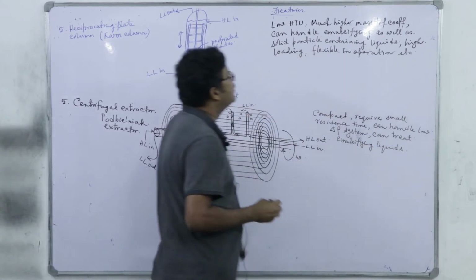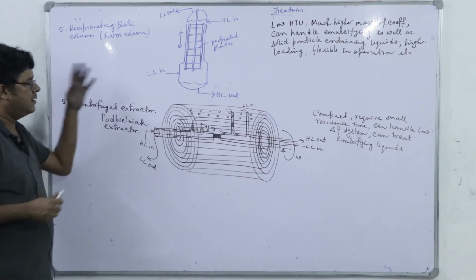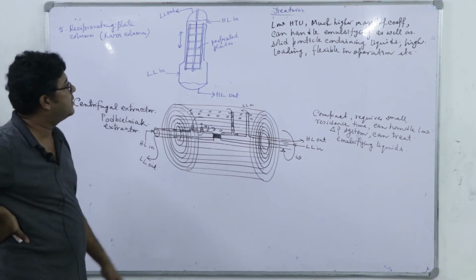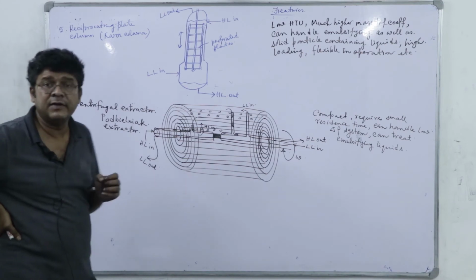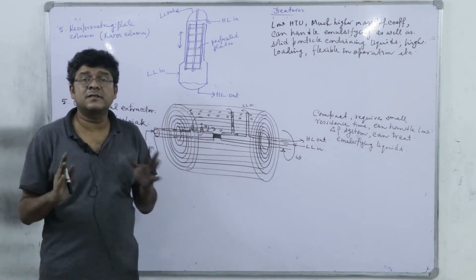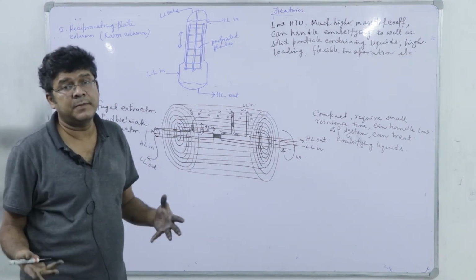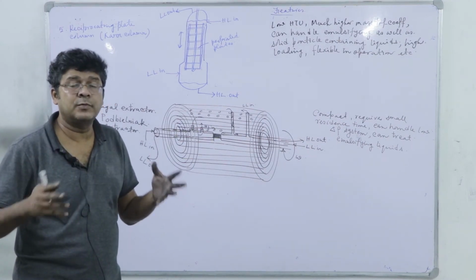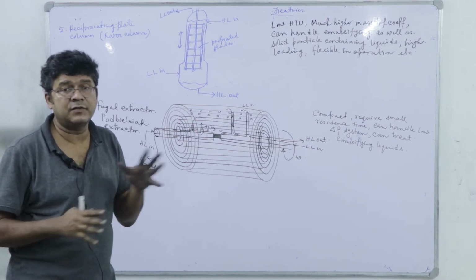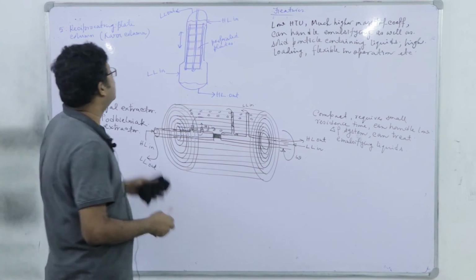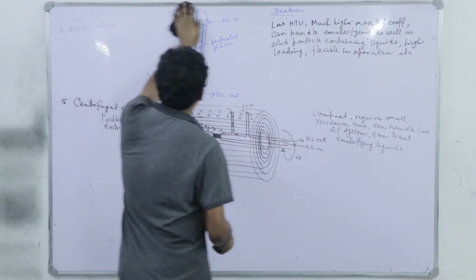Right. So, based on these ideas or descriptions, we have to select the appropriate extraction equipment for the given duty. That is the first task of the designer: what is the size of the system, what is the capacity, whether we want high throughput, whether headroom is available, etc. Based on that, we have to decide about the type of equipment.